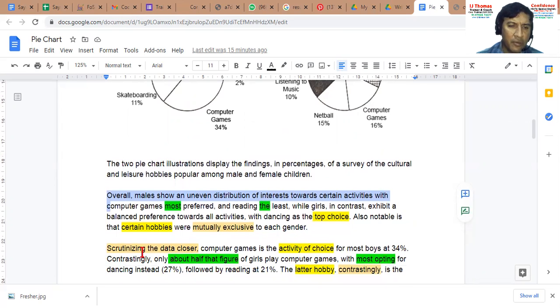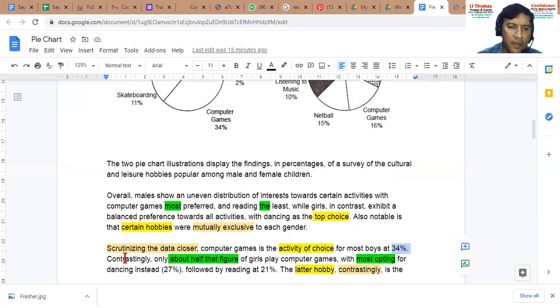Can you read from here? Scrutinizing the data closer, computer games is the activity of choice for most boys at 34%. Okay, stop. Now this is how you should think. When you say, you can say top, you can say it is the most preferred activity, you can say activity of choice. So once you do that, then you should bring the data here, 34%.